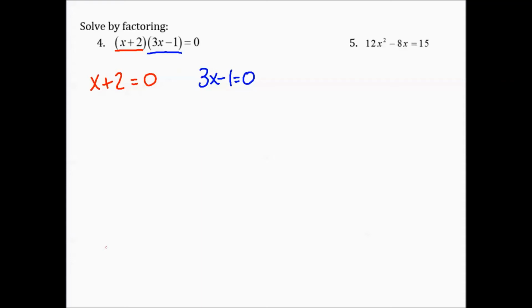The zero product property says that when a product is equal to 0, one or both of the numbers being multiplied must equal 0. So if I solve this first equation, I get x equals negative 2. If I solve the second equation, I get 3x equals 1, and then x equals 1/3. So these are my two solutions.